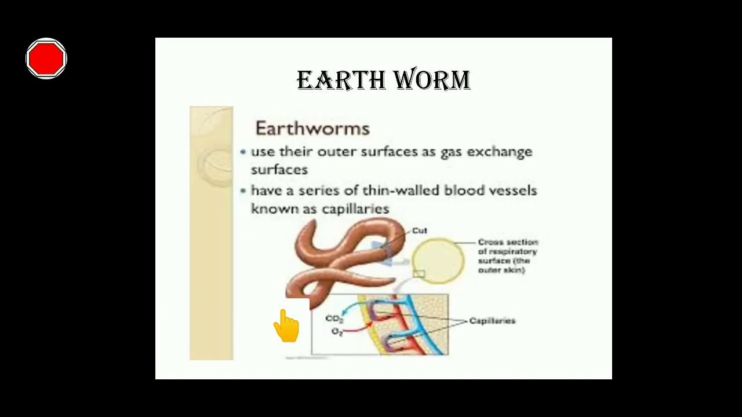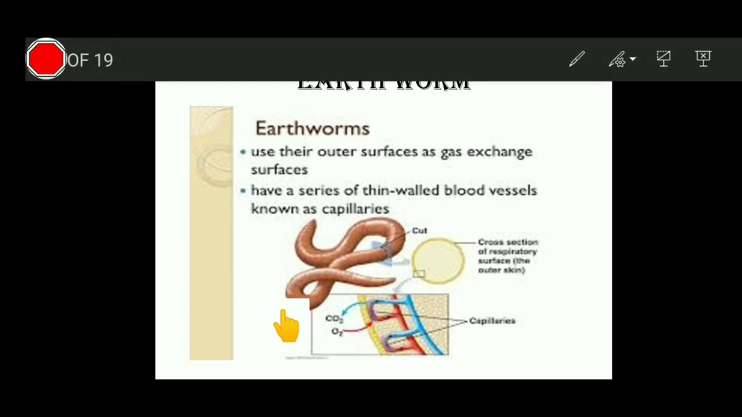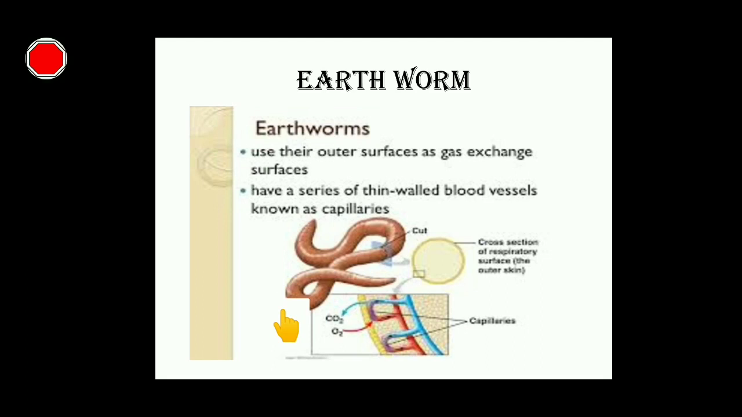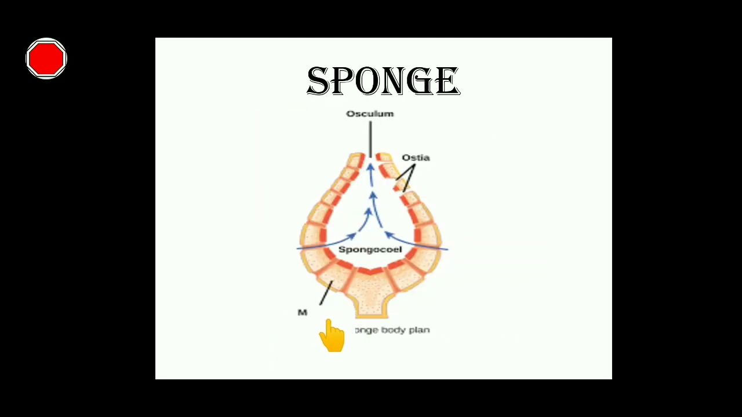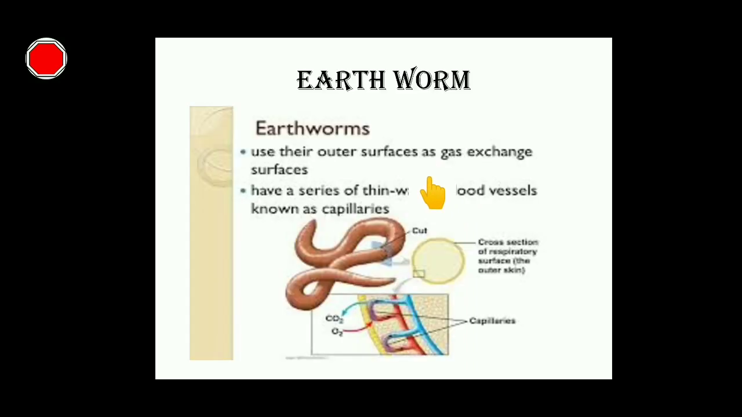Now let's talk about sponges, the next simple organism. Sponges, we know, have also a simple body plan, one layer of cells only, and one opening which we call osculum or mouth. It has tiny pores on its body which are known as ostia. So this ostia and osculum help it to take in water, and by simple diffusion the water enters each cell.